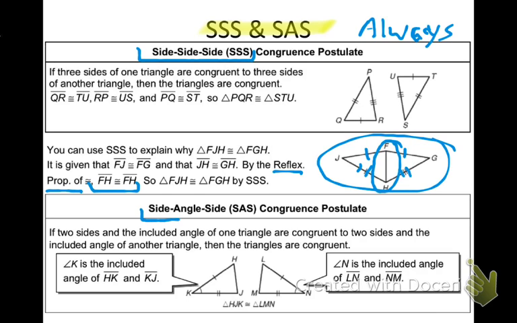We're also going to talk about what's called side angle side. Now notice here, again, some students get confused here. It's side angle side for a reason.